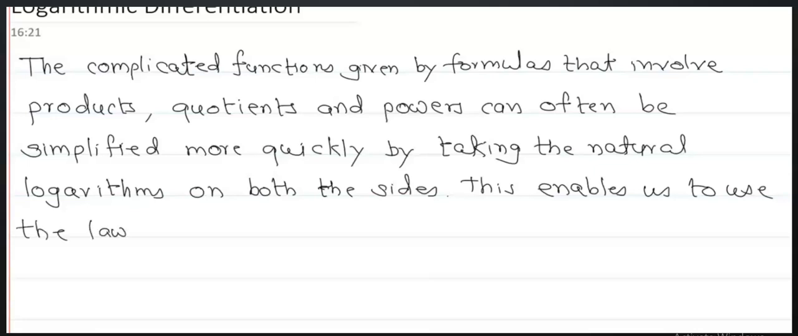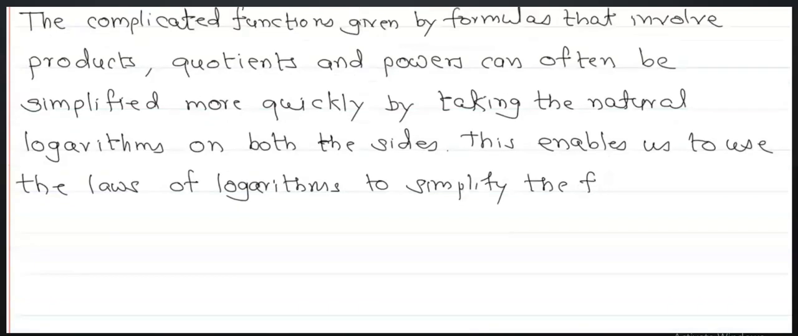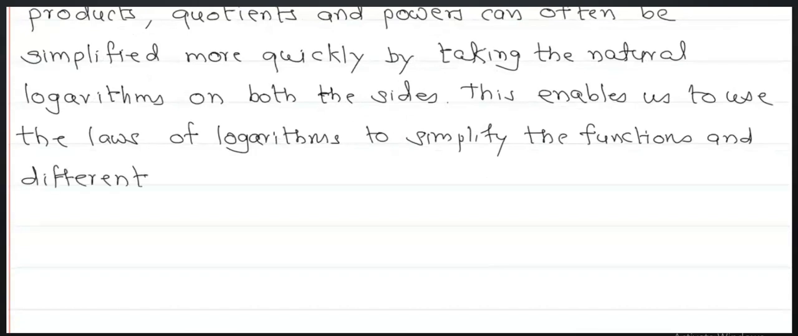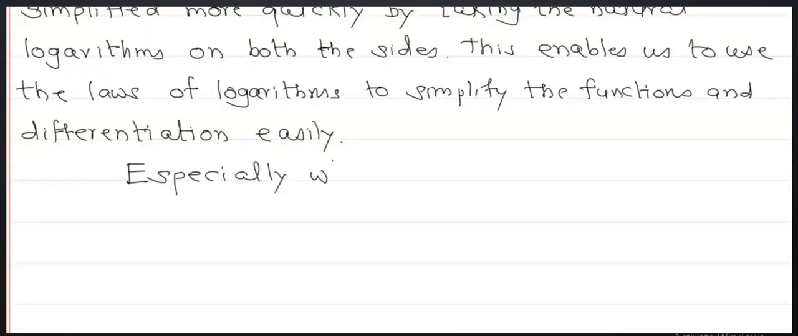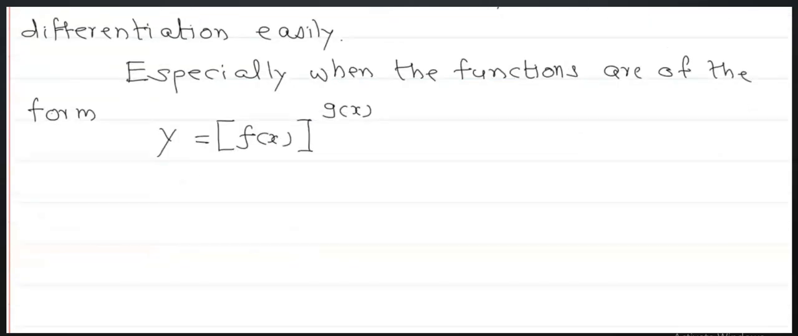This allows us to use the laws of logarithms to simplify functions and simplify easily, especially when the function is of the form y is equal to f of x raised to g of x.